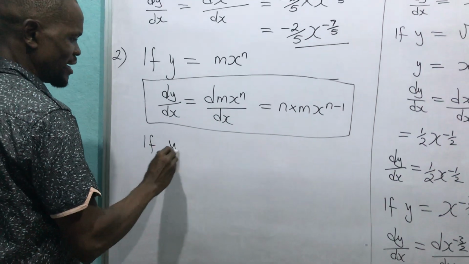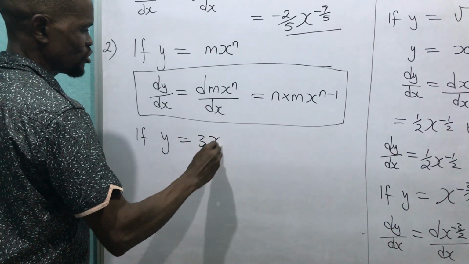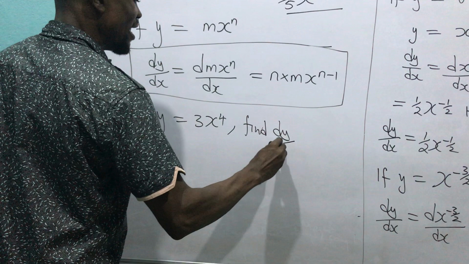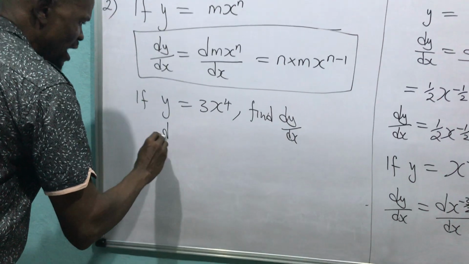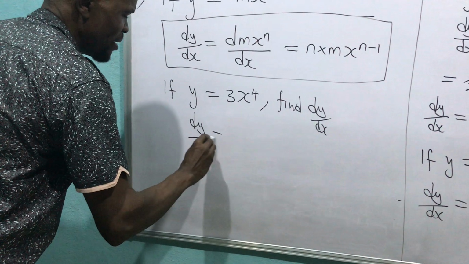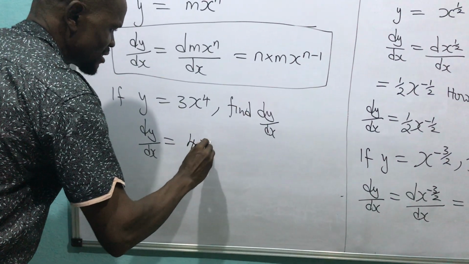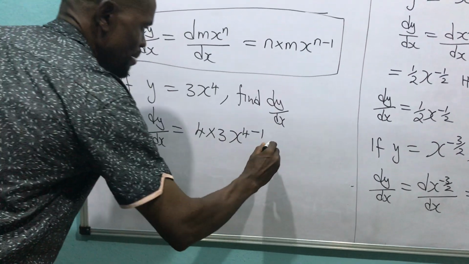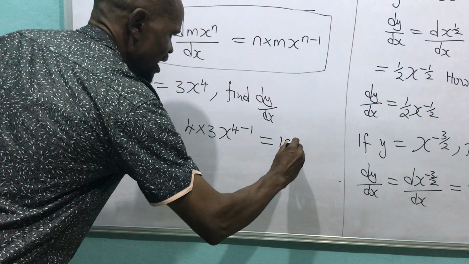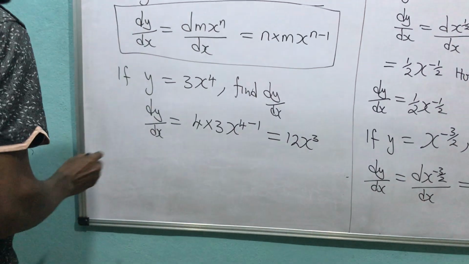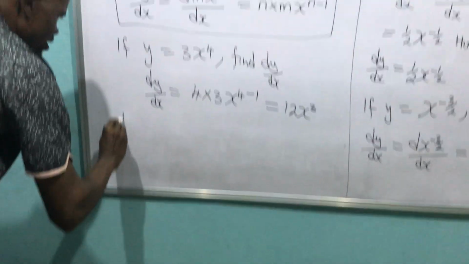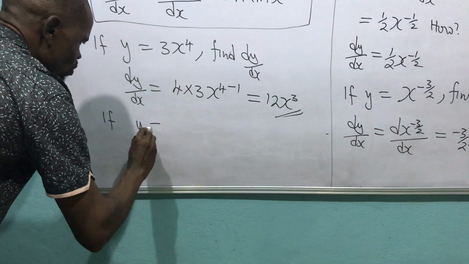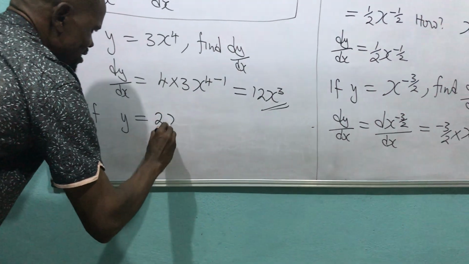If y is equal to 3 x raised to the power 4, find dy dx. I can simply say that dy dx means 4 times 3 x raised to the power 4 minus 1. And my answer will give me 12 x raised to the power 3. You remember?